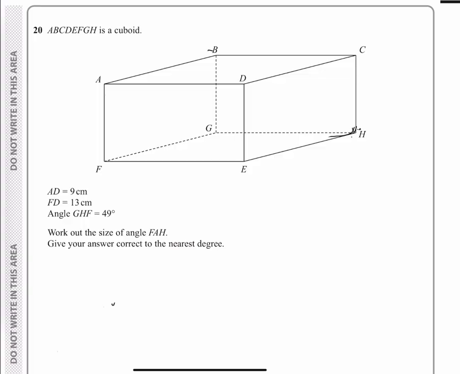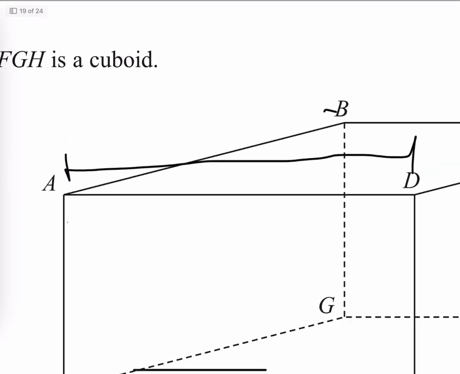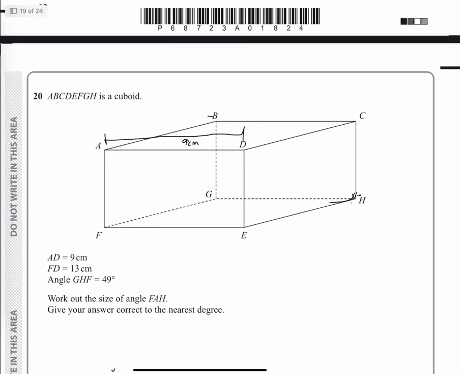So we always start off by marking down what we know. Okay, so we know that A to D is 9 centimetres. Just try to mark that on in a way that's not going to impede you later. F to D is 13.